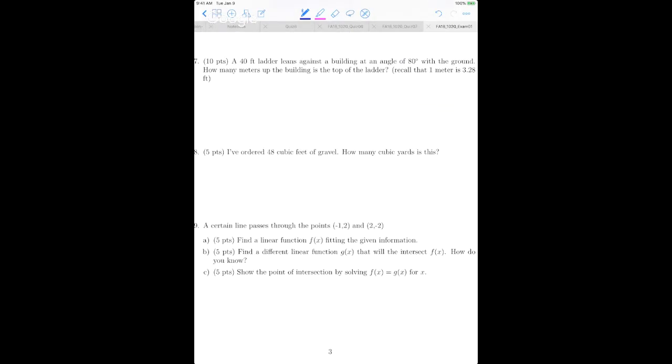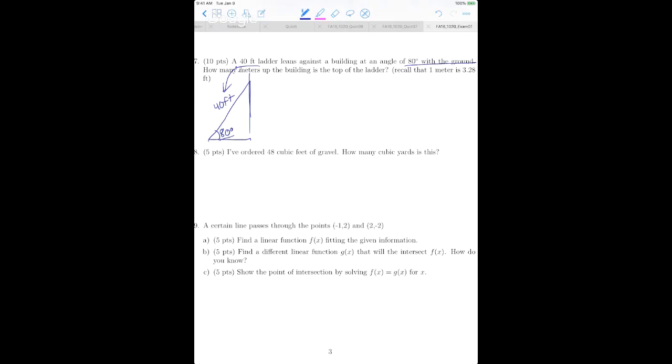All right, trig time. So we got a 40-foot ladder. So we're going 40 feet like that, and we're leaning up at a building. And the angle we make with the ground is 80 degrees. That's where that 40 comes from.